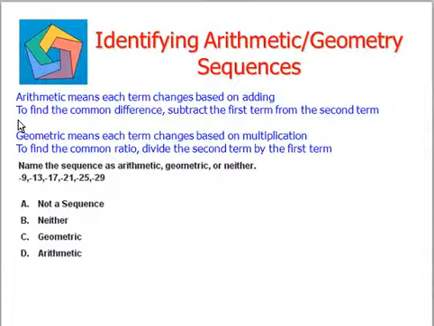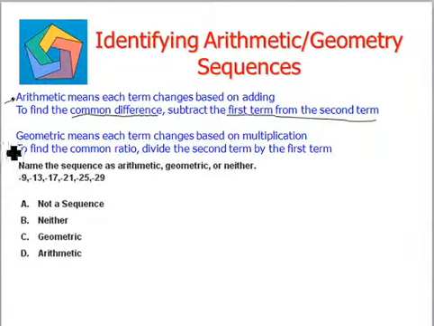Arithmetic means that each term changes based on adding. That is, if we add something to the previous term, we'll get the next term. This is called the common difference, and to find the common difference, we subtract the first term from the second term. Whatever the common difference is, it is added to each previous term to get the next term.